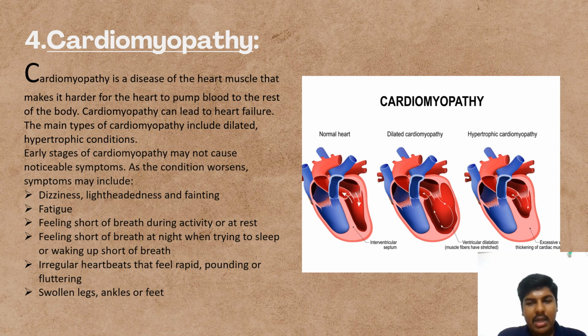In this picture, the first one is the normal heart consisting of the interventricular septum. The second one is the first condition, dilated cardiomyopathy, in which there is ventricular dilation and the muscle fibers have stretched. The third one is hypertrophic cardiomyopathy. In this condition, excessive thickening of the cardiac muscles can be seen. The first heart is compared to the last two, and we can see the differences between these three pictures.